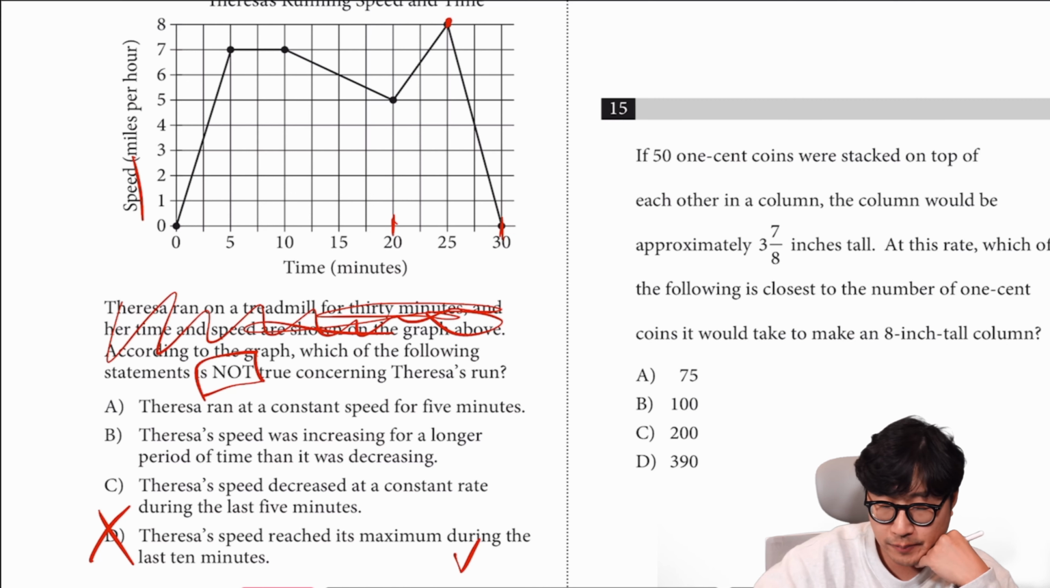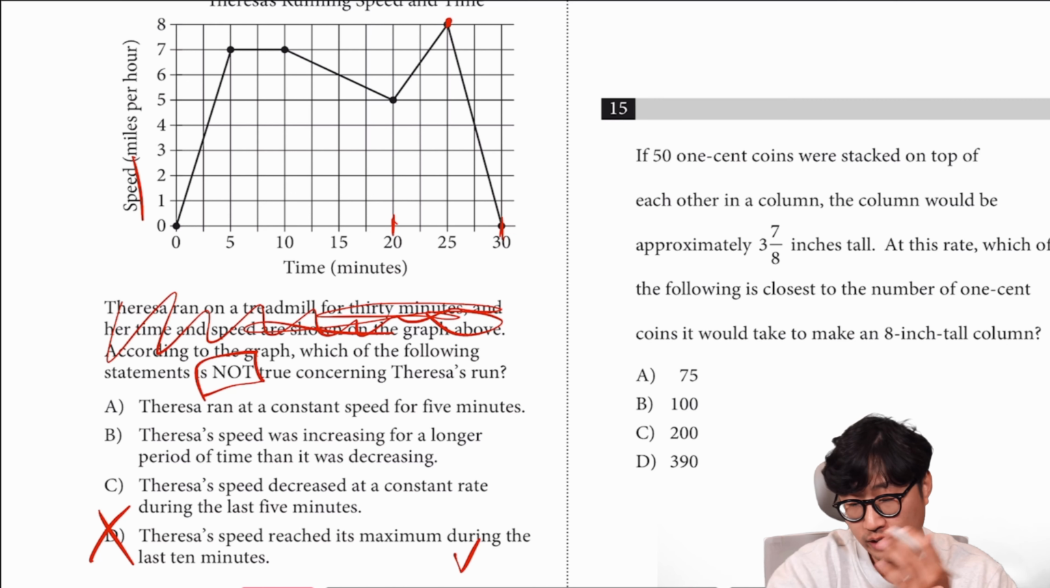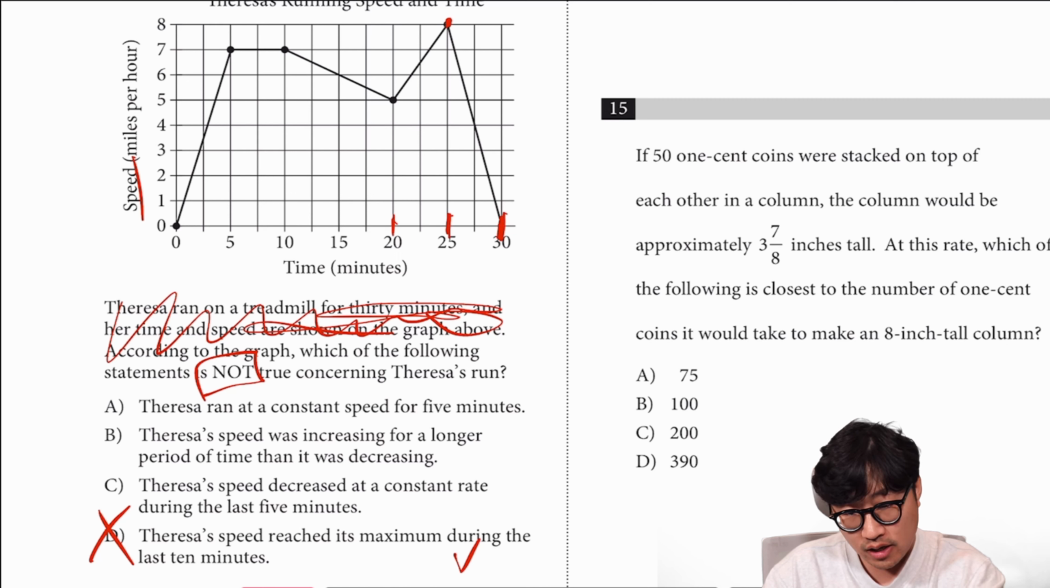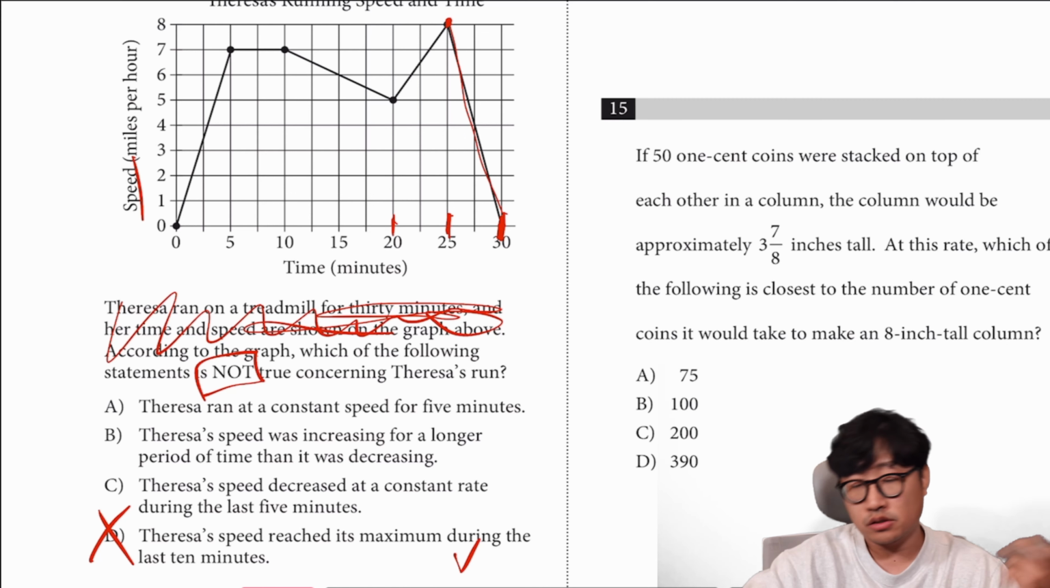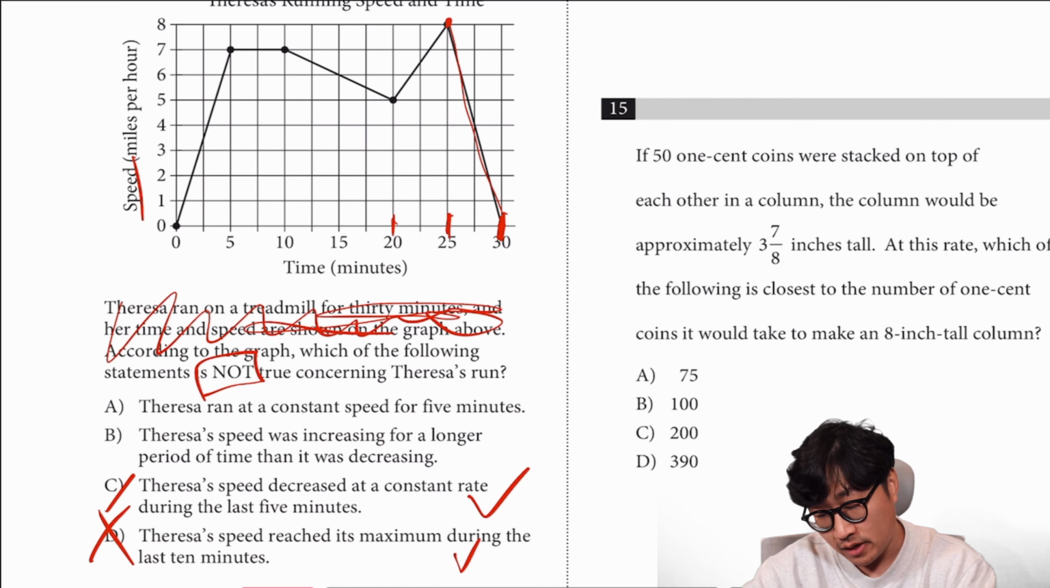C. Teresa's speed decreased at a constant rate during the last 5 minutes. Last 5 minutes will be from 25 to 30. And yeah, it's decreasing at a constant rate because it's linear, so it is a constant rate. So that is true, which is why I'm going to get rid of it.